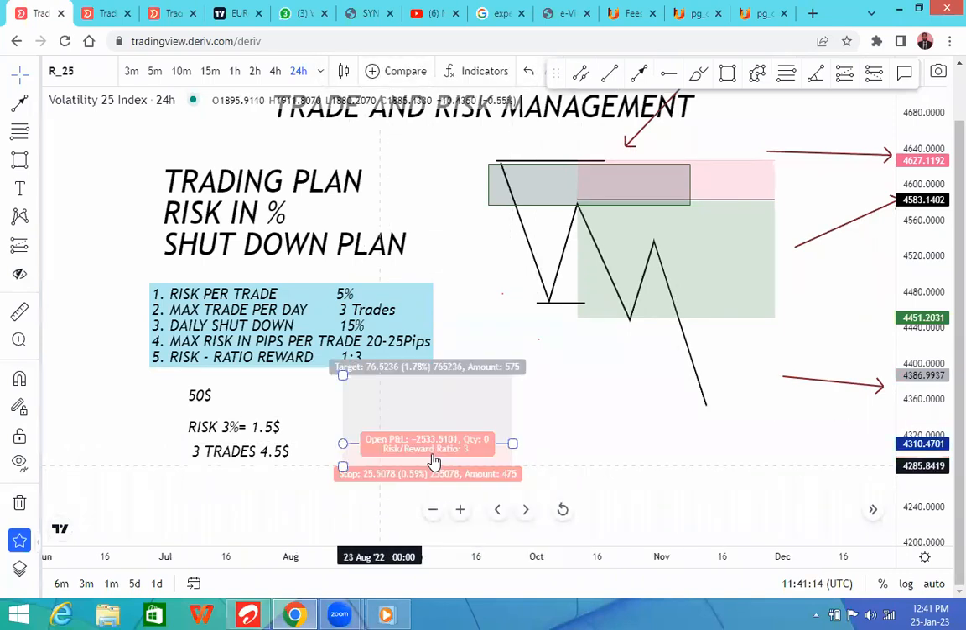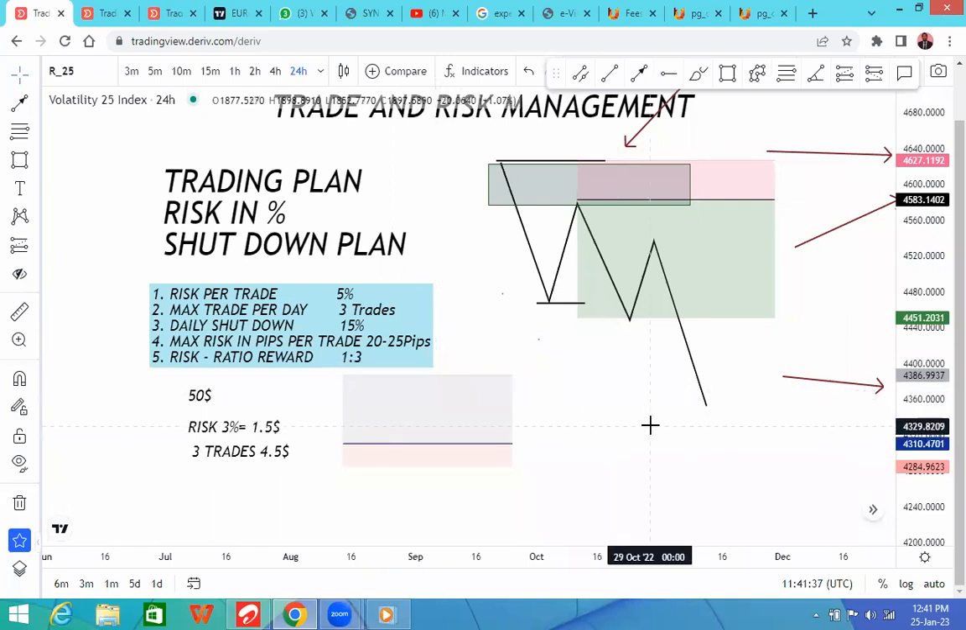So you are risking $10 here on the buy. You want to make $30. You are risking $1, you want to make $100. $1, you make $3. This is how to trade. You don't want to just enter trades anyhow, as if you are the one that controls the market. You know where price is going to turn, where price will reverse. Nobody knows where price will reverse. Nobody knows, I can assure you that. So you want to follow this rule.